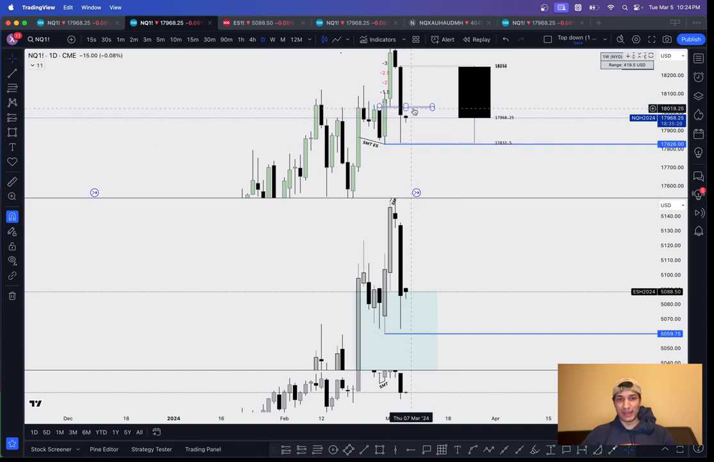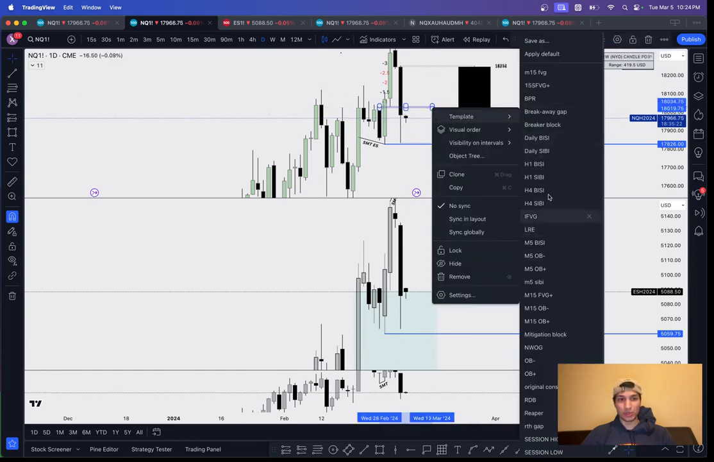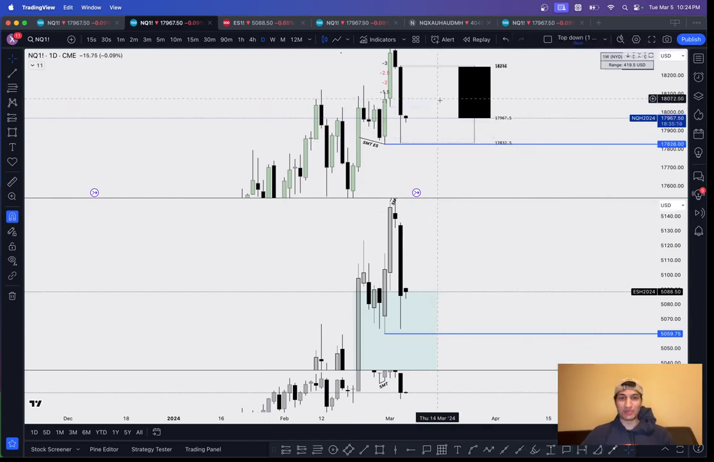This fair value gap, right? I remember we said we want to see it wick. We didn't get that. In fact, we closed through it. So now I'm going to be considering this to be a natural support or inversion level, in fact, for lower prices. That is why I'm still bearish.